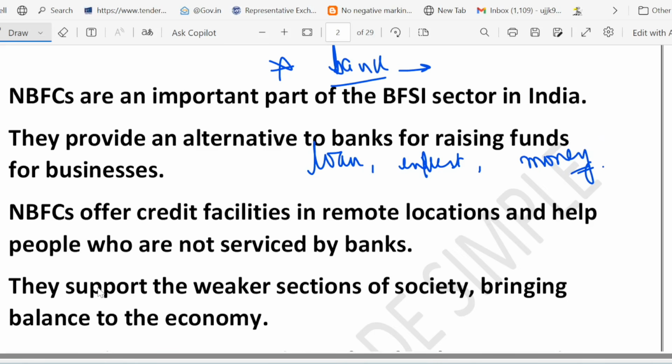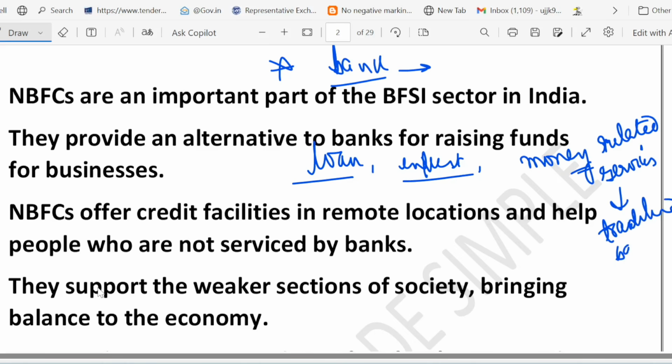The major point is that it provides loans, investment, and money related services. Money related services it provides to whom? To people and businesses that traditional banks ignore. There are some services that traditional banks ignore. To them, NBFC provides loans, investment and other money related services. Now what does it do? Let's see.